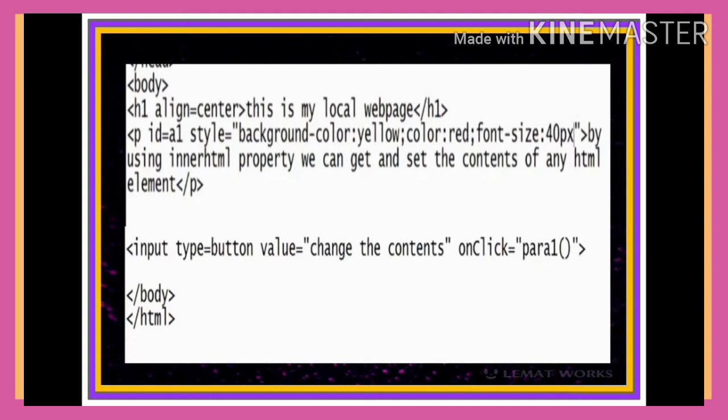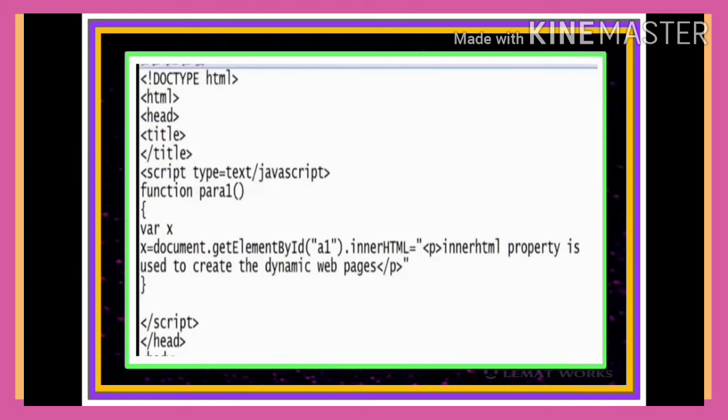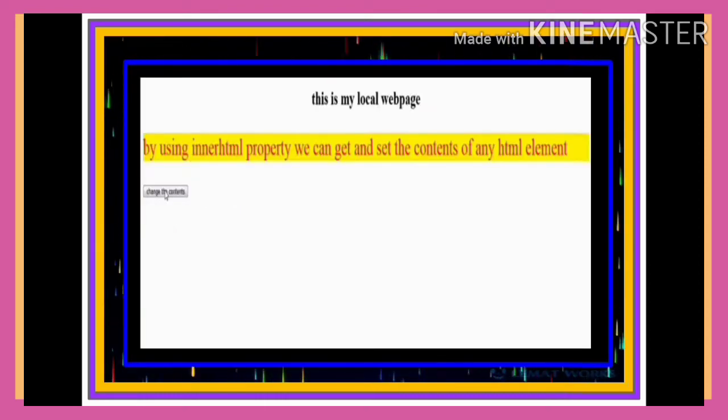So normally when you execute this code, you will get the output by using innerHTML property. We can get and set the content of any HTML element. But when you use innerHTML property with the id passed in getElementById method with dot innerHTML property, the newest content, which is used to create the dynamic web page, will be displayed. Save the program, run on the browser. You will get the output.